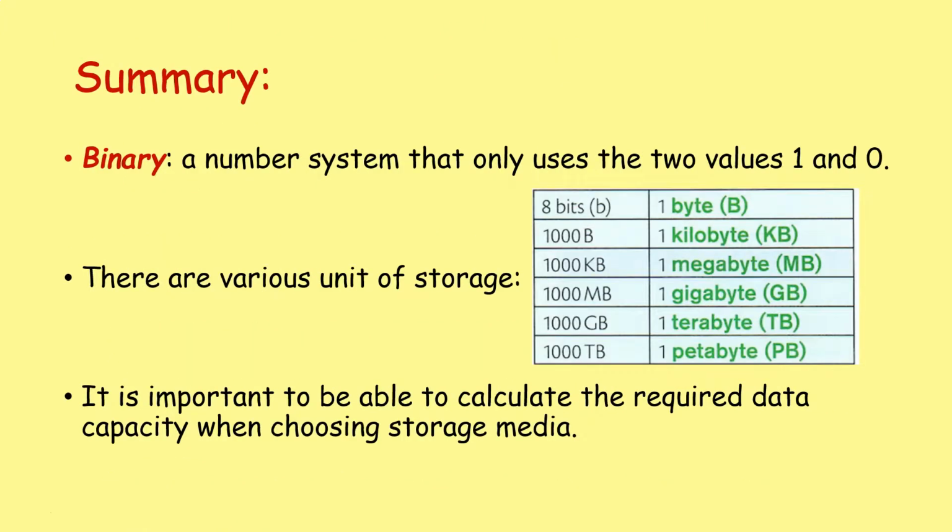In summary, binary is a number system that uses two values, 1 and 0. There are various units of storage you need to know about. You need to know about bits, nibbles, and then most importantly, bytes, kilobytes, megabytes, gigabytes, terabytes, and petabytes. You have to remember the order. You have to be able to convert between these. It is also important to be able to calculate the required data capacity when choosing a storage media.